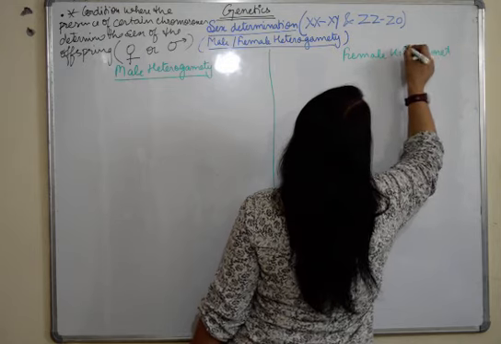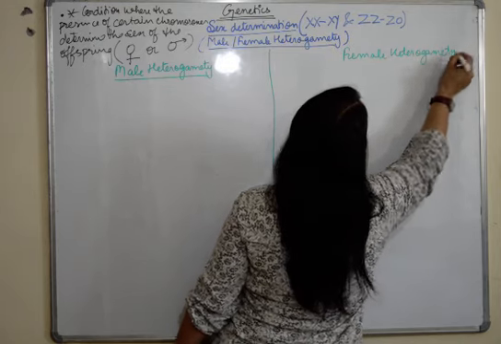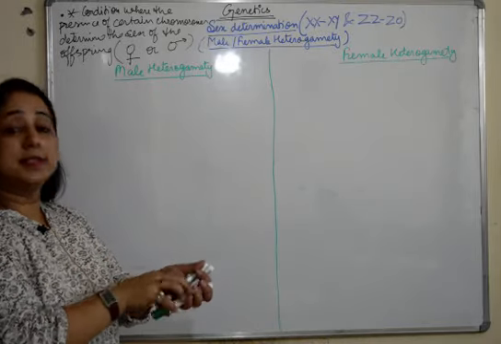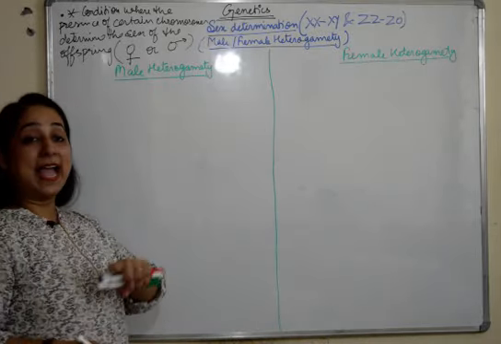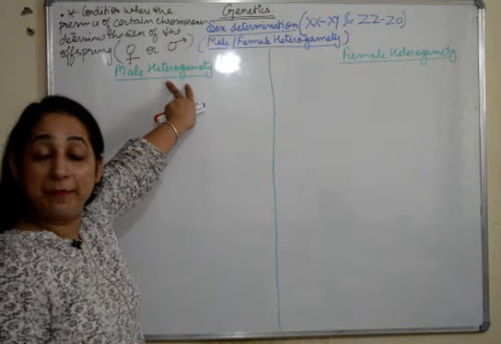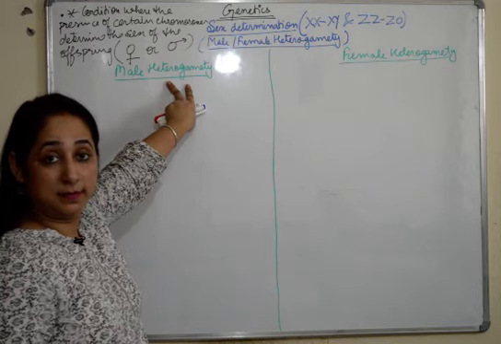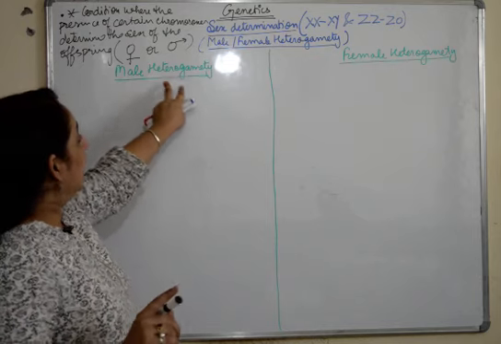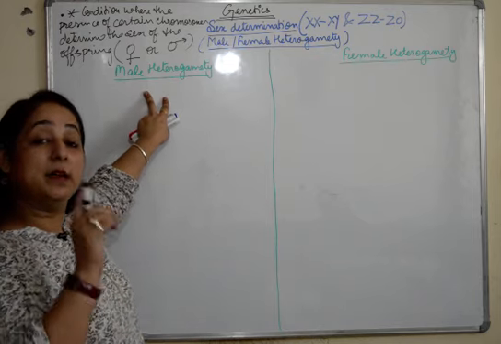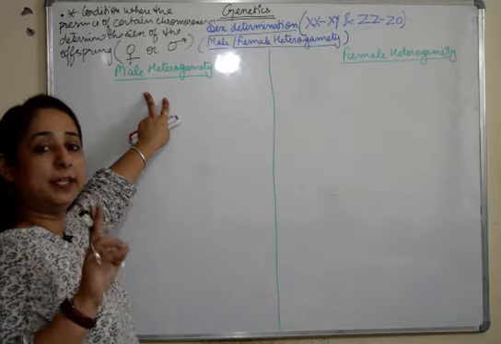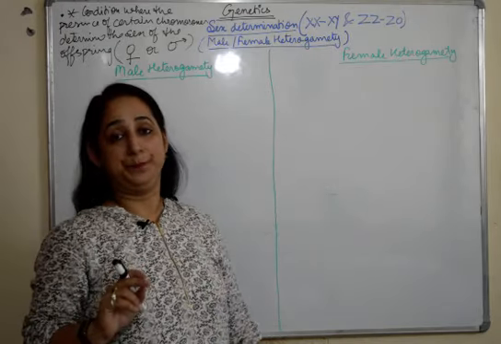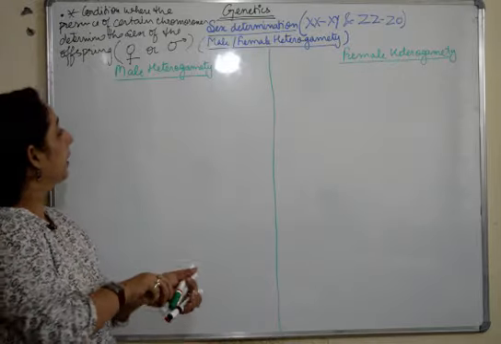Why is this term given first of all? Because the individual or the organism which has heterogametes will determine the sex of the child. In male heterogamety, the males show different heterogametes, whereas in female heterogamety, the females have heterogametes. We'll talk about how.